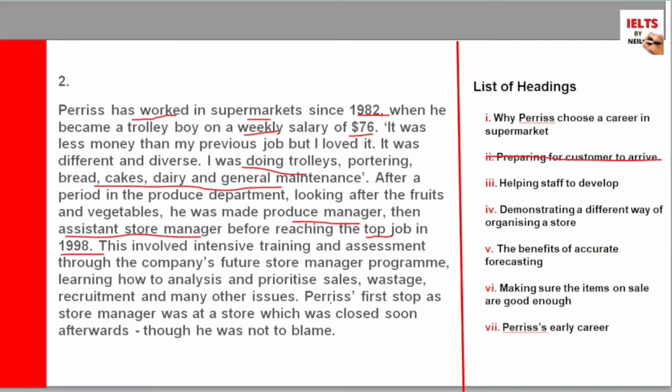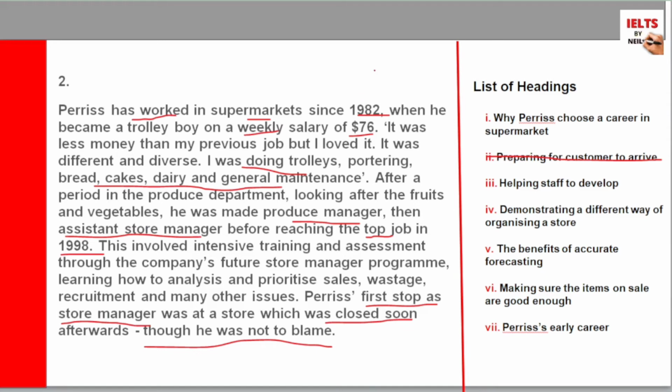In the last few lines especially, they are talking about when he became store manager, his first stop, which was closed soon, but of course he was not responsible for that. So in the whole paragraph they are talking about the work history or the employment history of Paris, like what he did when he started, at what position he was working, and where he went after that, and what was his first job, what was his first position. So basically they are talking about the employment history of Paris.